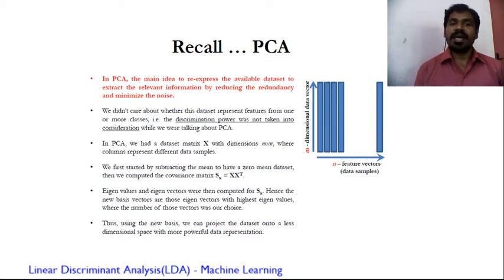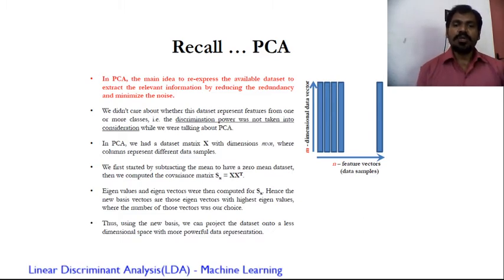So we didn't care about whether this dataset represents features from one or more classes. That is, discrimination power was not taken into consideration while we were talking about PCA. So in PCA we had a dataset matrix X with dimension m into n, where columns represent different samples. So if I have x1, x2, x3, it shows there are three features, which we can represent as a 3 cross 3 matrix. So there are three dimensions.